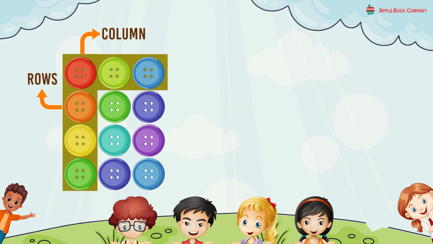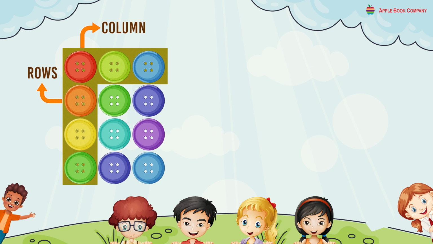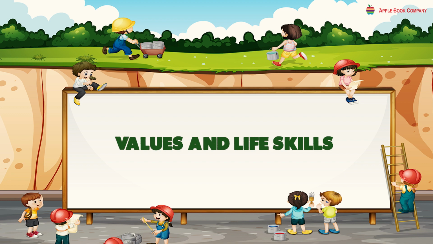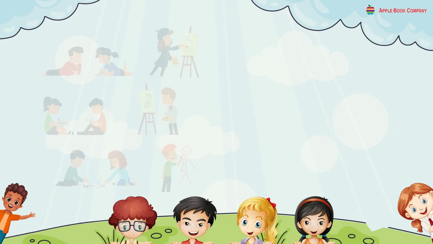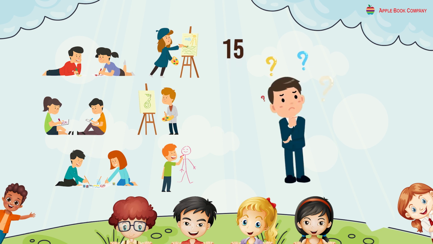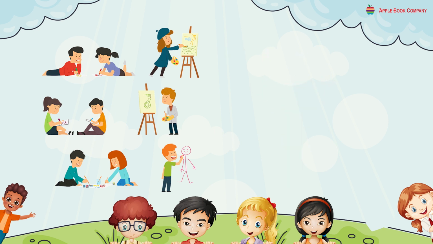Similarly, 4 rows of 3 buttons can be shown as 3 plus 3 plus 3 plus 3, which is 4 multiplied by 3, that is 12. Let's look at some values and life skills. A school organized a drawing competition for its students. If 15 students participated from each class, how many participants were there in all from class 9? The answer will be multiplication of 15 and 9.